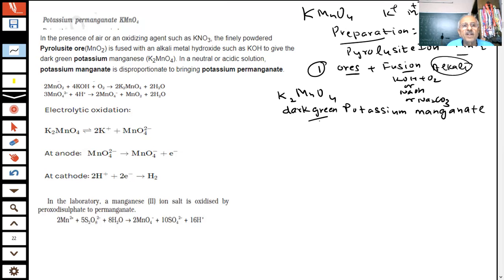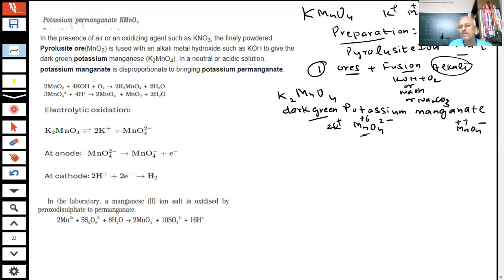Potassium manganate, and the formula is K2MnO4. MnO4 means what? MnO4, how much? 2 minus. This is 2K plus. What is the oxidation state? It will be +6. And what I need is MnO4 minus, that is +7. So then what do we have to do? We have to further oxidize it. Actually, what happens is that in the presence of acid, it disproportionates.